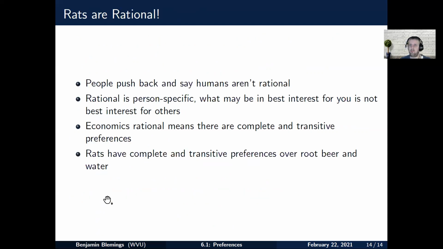Anyway, people hate the rationality assumption. The first thing you need to remember is that it's not about the sanity of your self-held judgments of whether the choices people make are right. What might be in the best interest for you is not always the best interest for others. And remember that we just mean that preferences are complete and transitive. So you can make comparisons and they are logically consistent.